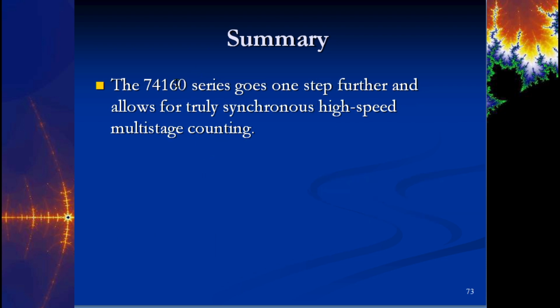Okay, and so just remember the differences between the 4 of those. And I'm not going to make you remember these. It says the 74160 series goes one step further and allows for truly synchronous high-speed multi-stage counting, which is beyond the scope of this class, but they can do some pretty amazing things. So that concludes Chapter 12. And in the next chapter, we're going to start talking about some different types of counters, not just synchronous or asynchronous, but ring counters and Johnson counters and things like that.